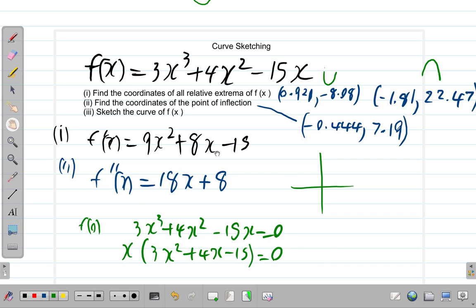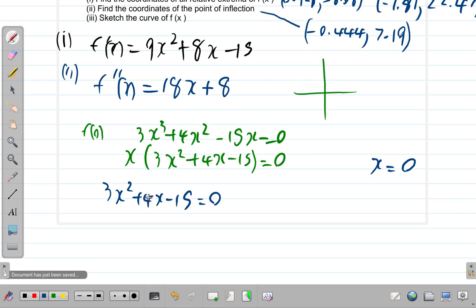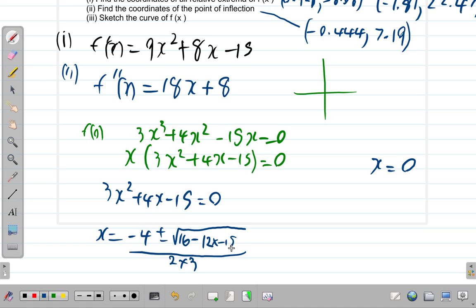Since we have these things multiplied and the answer is 0, in one case x would be 0. The other thing is 3x squared plus 4x minus 15 can be 0 as well. When this is so, what are the values of x? We're going to have to solve this. Using the quadratic formula, x equals negative b, that's negative 4, plus or minus the square root of b squared, 4 squared is 16, minus 4 times 3 is 12, times negative 15, all over 2 by 3.